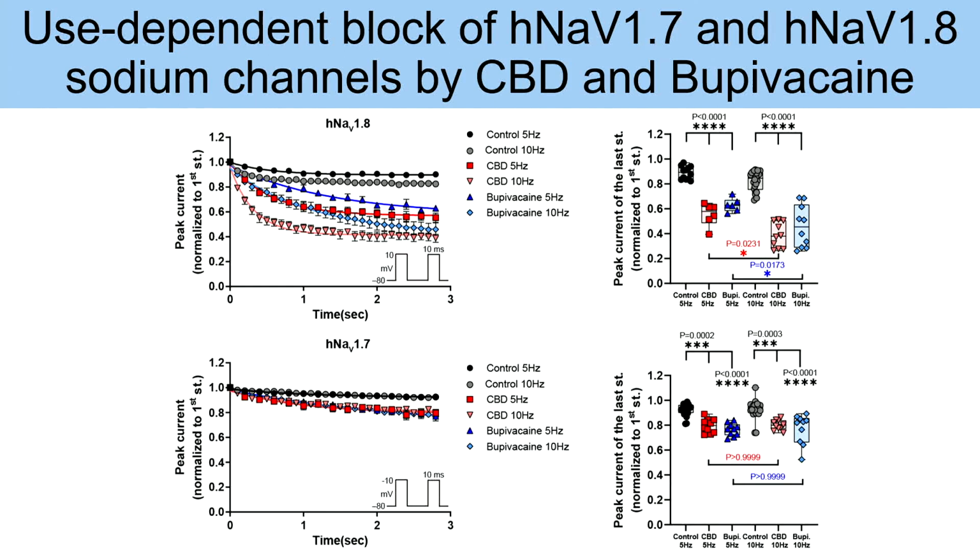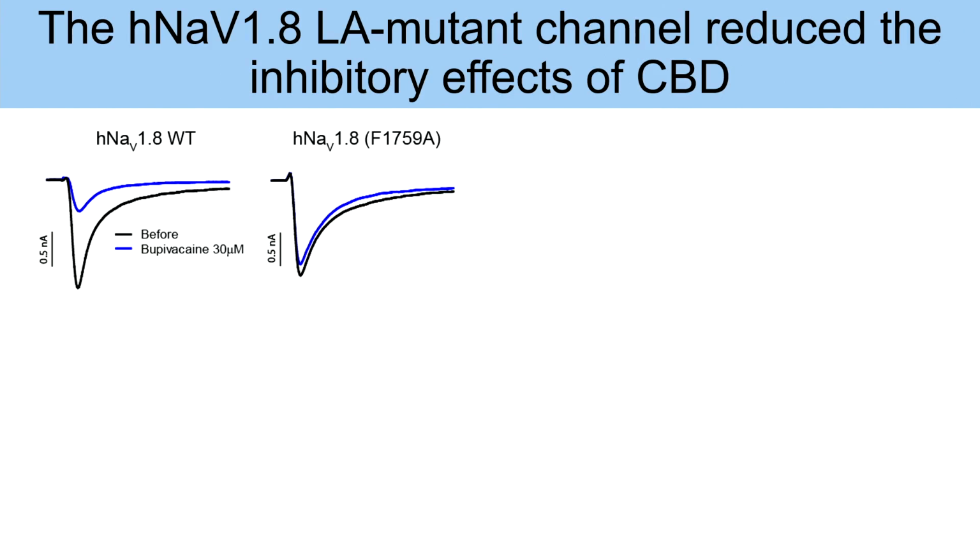And this is also the case for NaV 1.7. Also in NaV 1.7, we see a use-dependent inhibition, however much smaller than the one that we see for NaV 1.8. However, it's still a use-dependent mechanism. So now that we see the resemblance between CBD and bupivacaine, at least in the mechanism of inhibition, we ask whether they also share the same binding site, because we know the binding site of the local anesthetic.